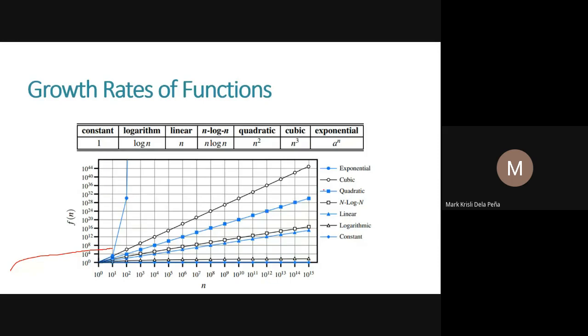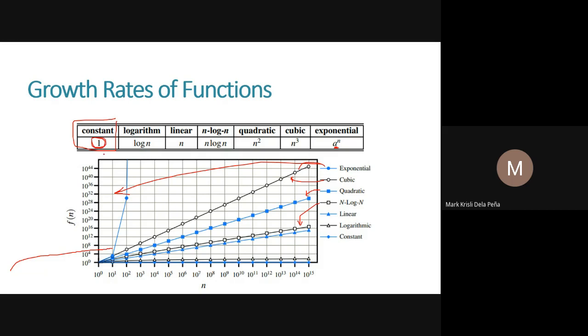This one is quadratic. This is your n log n. Then this is exponential, where the n is in the exponent. And this is your cubic, meaning to the power of 3. If we analyze this, the function that has the largest growth rate is the exponential, and the lowest is the logarithm. Of course, constant we will not deal with, since it's already a constant value.